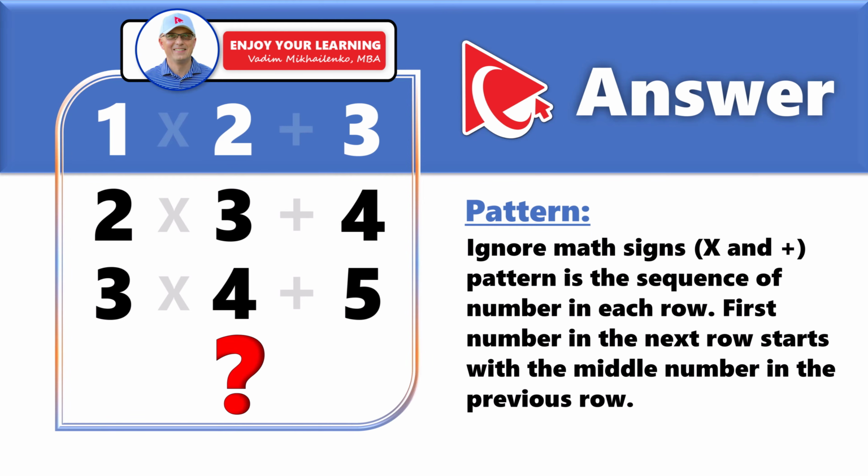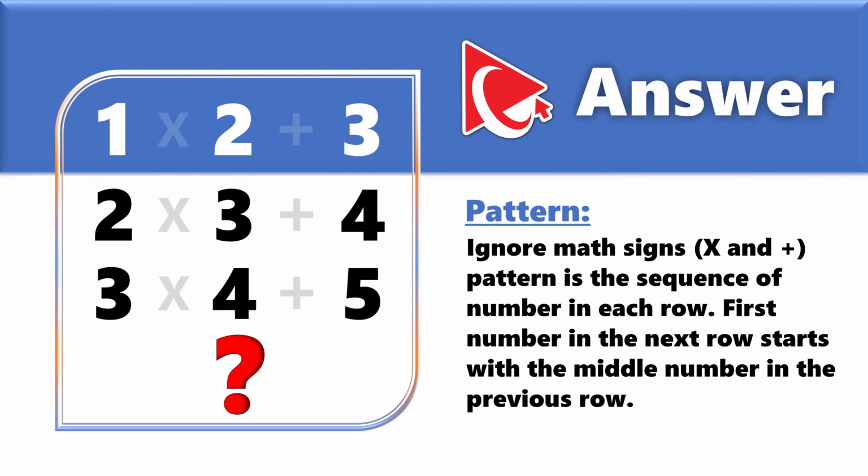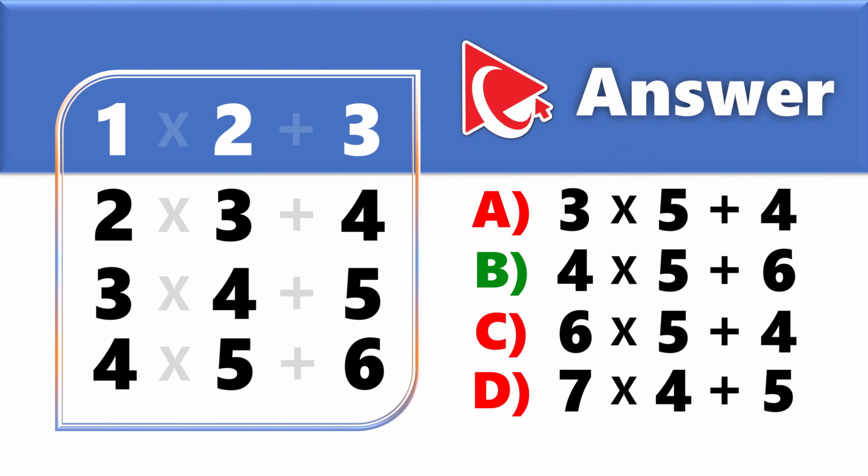So what we see is that the number in the next row starts with the middle number of the previous row, which means that the correct numbers for row 4 would be 4, 5, and 6. So the correct answer here is choice B, 4 by 5 plus 6.